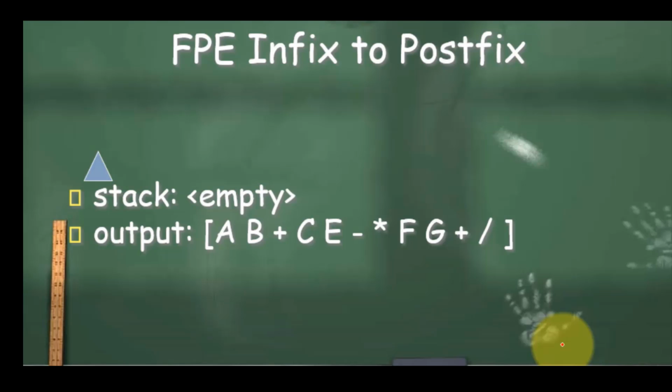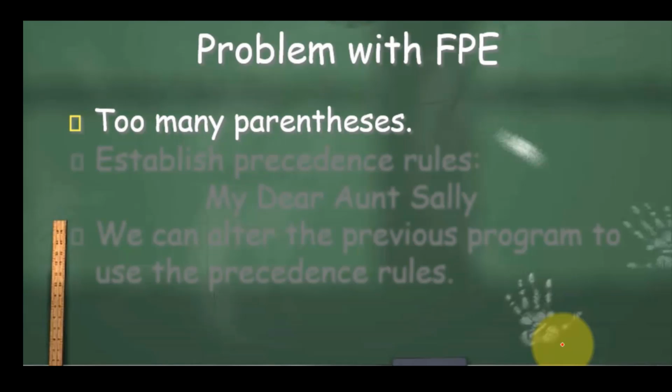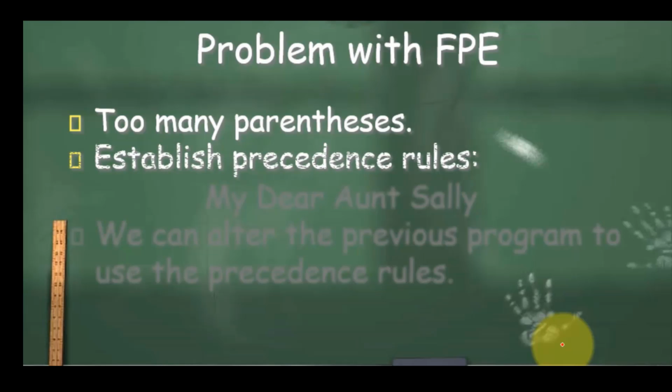Okay, so the problem with this one, the fully parenthesized expression, is if there are too many parentheses. So in this case, you need to establish a precedence rule. Okay, what are the precedence rules? In mathematics, the most common rule that we can apply is the MDAS. So multiplication first, division, addition, and subtraction. That's how you're going to analyze it, especially when you do the calculation.